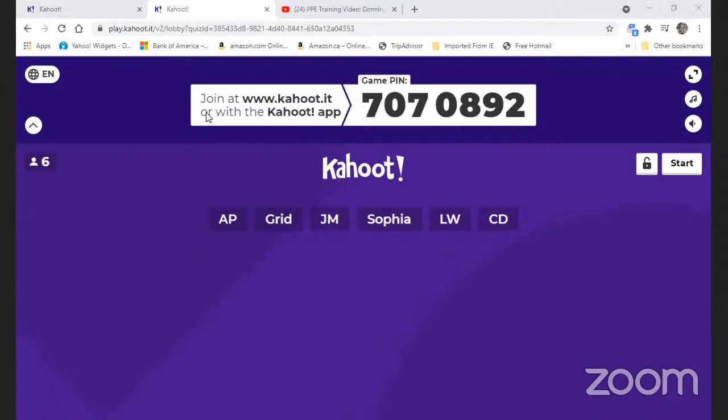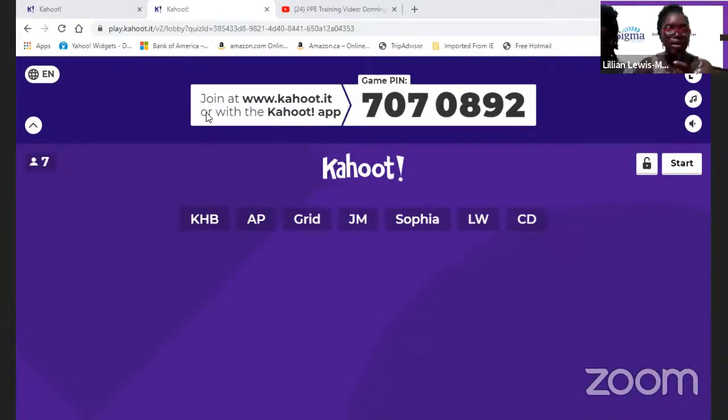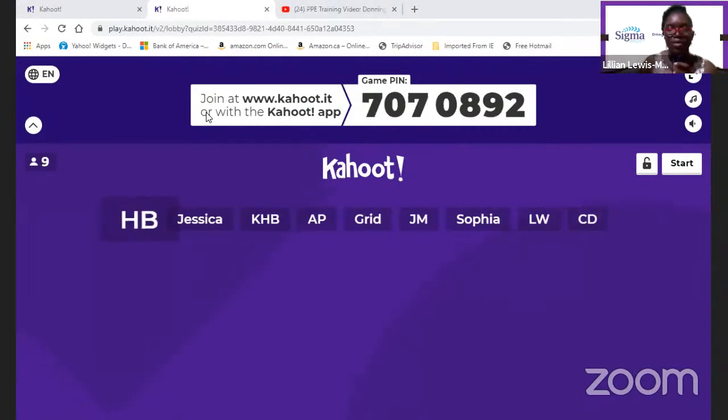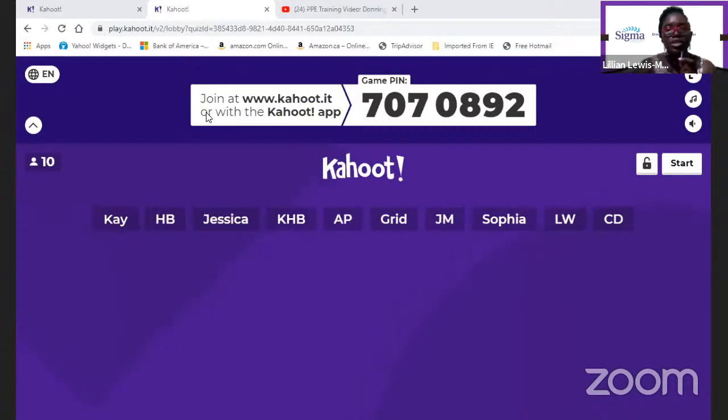What will happen is that the persons who are logged on will actually see a podium that shows who is first, who is second, who is third. It's a timed event. So the quicker you select your answer and it's correct, the more points you will receive. For those persons who are on Facebook or don't have another device, you can quickly type in the chat.